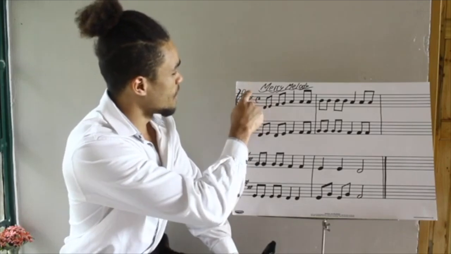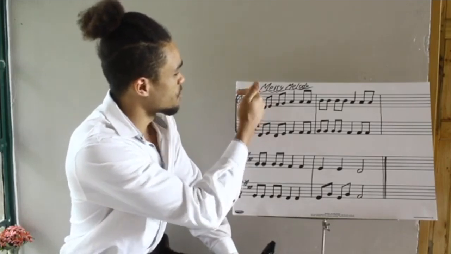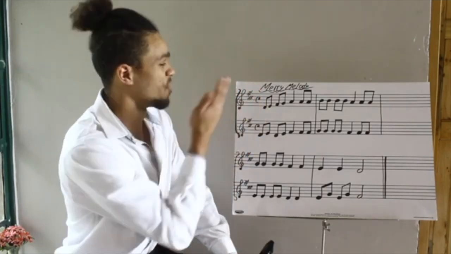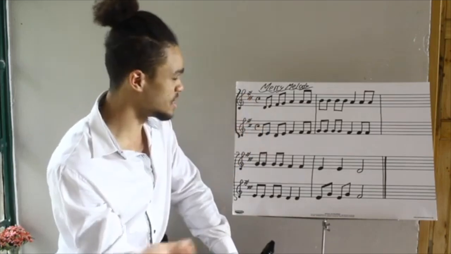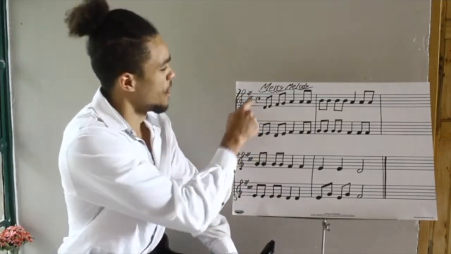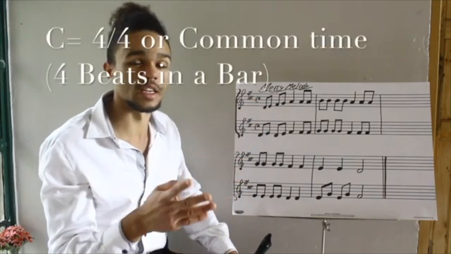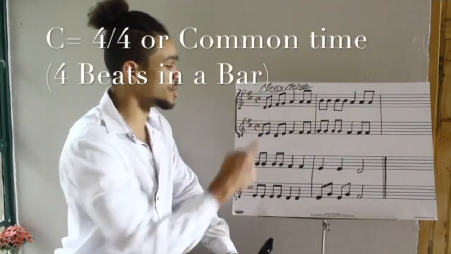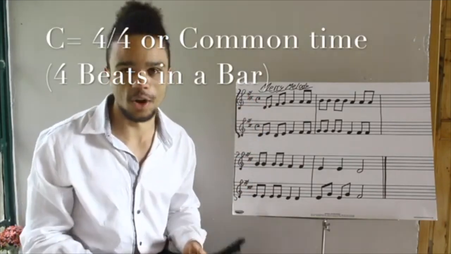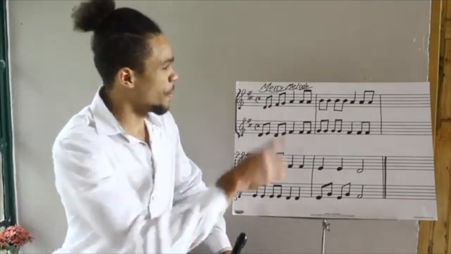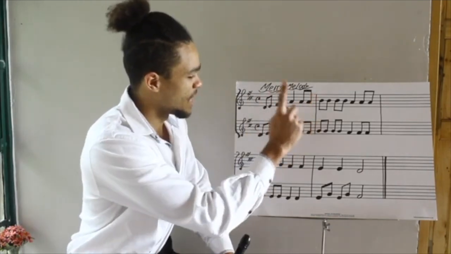Now, what we have over here is two hashtags, one on the F and one on the C space. That means we have F sharp and C sharp, but we're not playing any C's here, so we're not going to play a C sharp. But we have this C, and all that C means is 4/4. It's just another way of saying 4/4. What it stands for is common time. 4/4 is common time.